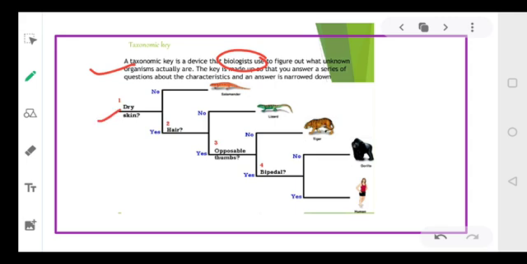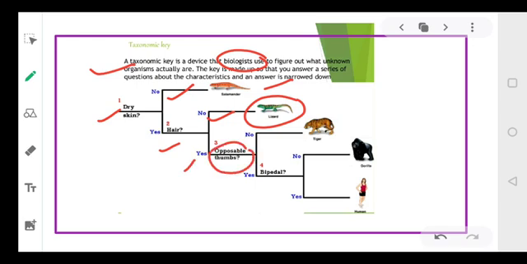Suppose there is an animal in front of you, and we take a characteristic like dry skin. Does the animal have dry skin? If we say no, let's suppose it is a salamander. If we say yes, then we ask another question. Does it have hair? If we say no, then it is a lizard. If we say yes, it has hair, then we ask about opposable thumbs.